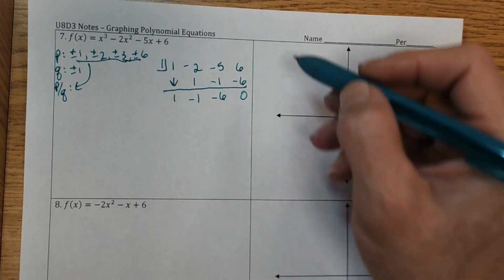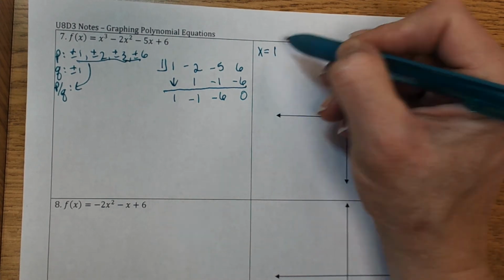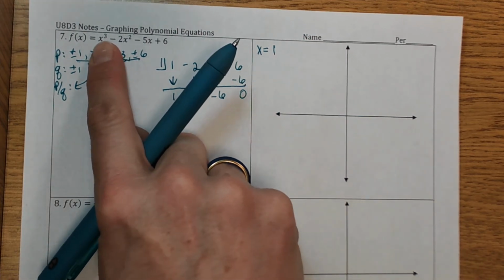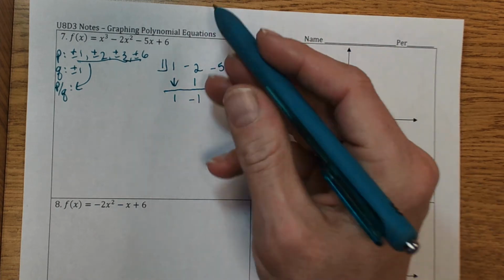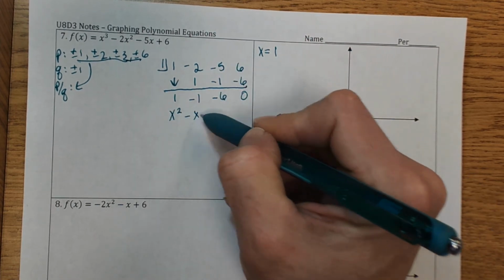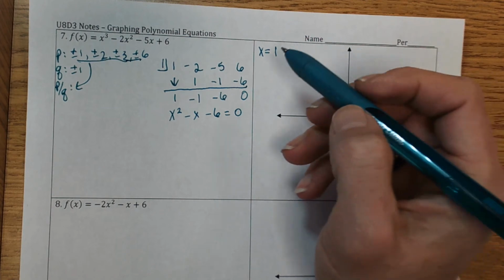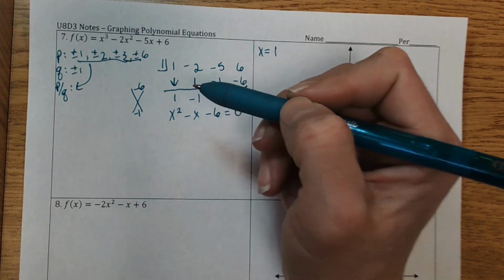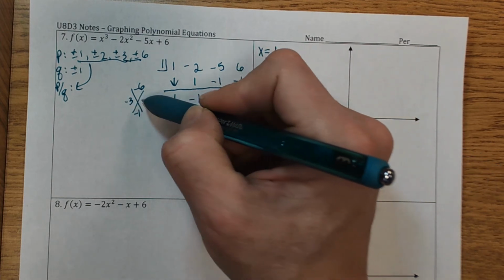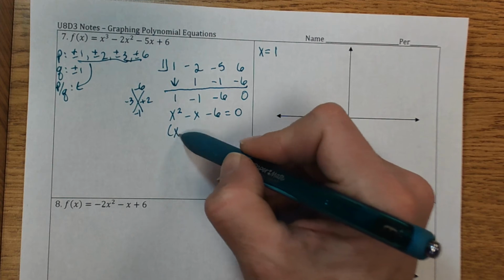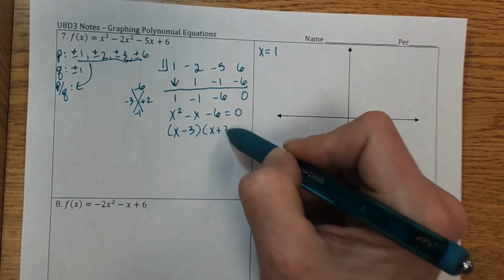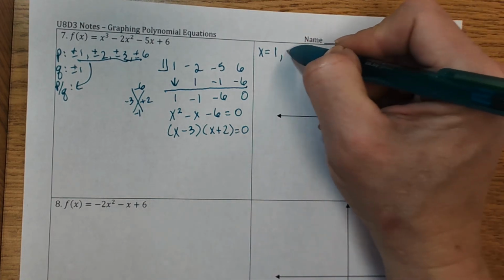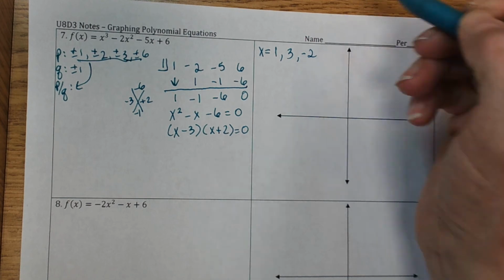So I'm going to go back up here. X is equal to +1. Because this is an x to the third, this makes this an x squared. So I have x squared minus x minus 6 is equal to 0. I'm thinking what multiplies to give me -6 and combines to give me -1. That would be -3 and +2. So x minus 3, x plus 2 is equal to 0. Now we have 2 more zeros: a +3 and a -2.